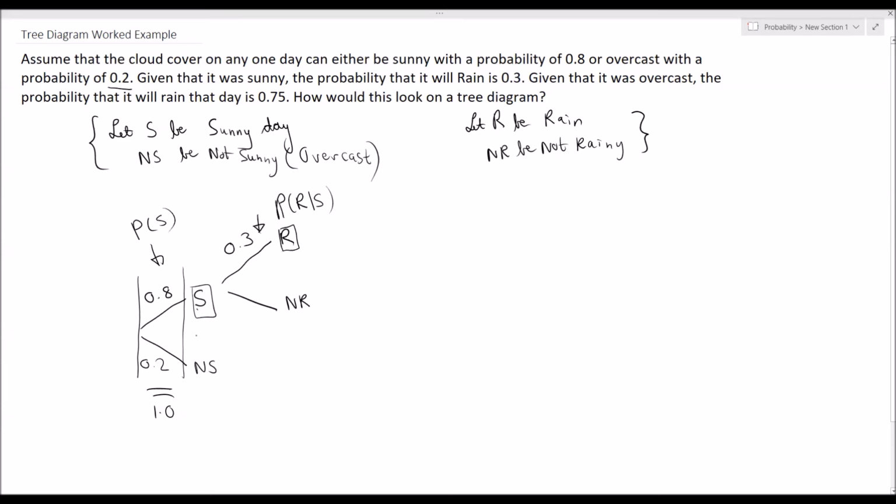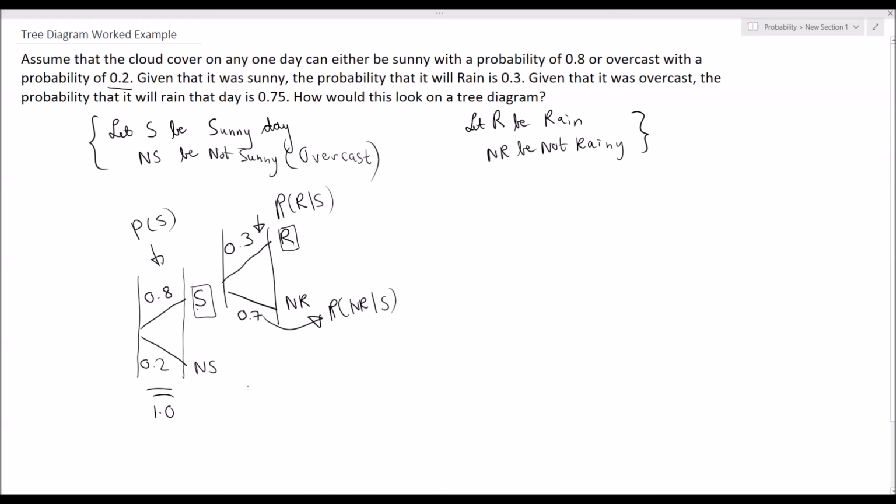Again, as I said in the first part of this video, the vertical addition of any one branching segment should total up to 1. So if we have 0.3, that means we must have 0.7 over here for not rainy, given that it was sunny. So 0.3 plus 0.7 totals up to 1. This is the probability that it is not raining, given that it was a sunny day. So we've sorted out the branch originating from a sunny day.